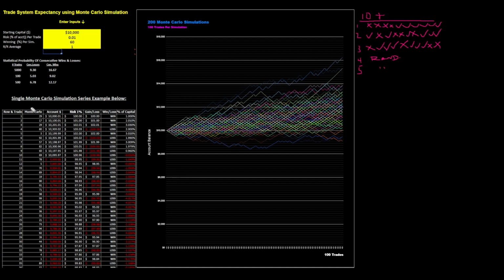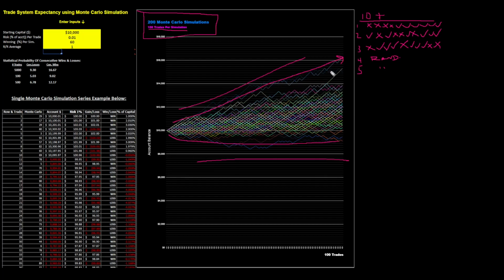losses and wins. And then this is just an example of a single Monte Carlo simulation series. What this graph up here does is it's 200 of these simulations with 100 trades per simulation, and then it graphs each simulation on a chart. And so you get the outliers to the downside, and then you get the big outliers to the upside, based on what? A random order of wins and losses at the 60% winning percentage. And so this is what the Monte Carlo simulation does.